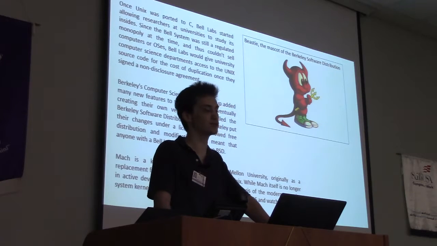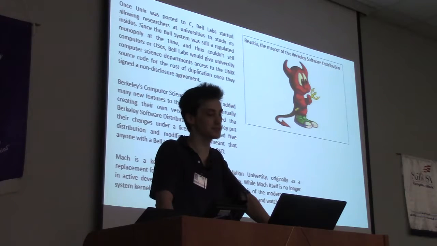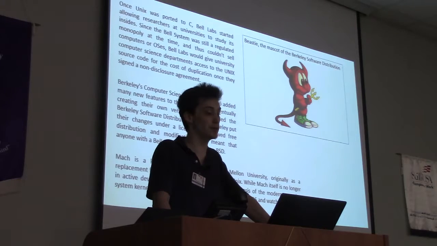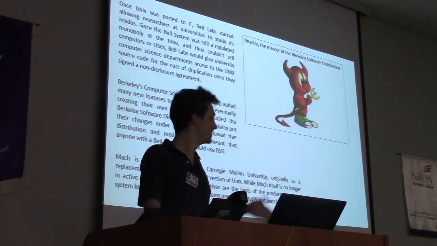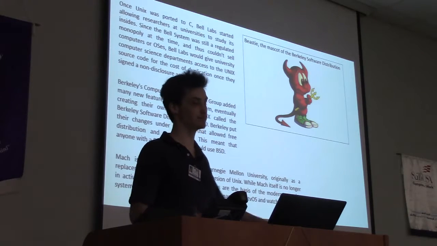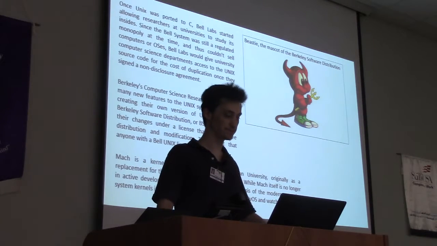Berkeley's computer science research group added many new features to the Unix system, eventually creating their own version of Unix called the Berkeley Software Distribution, or BSD. I mentioned BSD earlier. Berkeley put their changes under a license that allowed free distribution and modification. This meant that anyone with a Bell Unix license could use BSD. This is very important. Use it for free if you have a Bell Unix license.